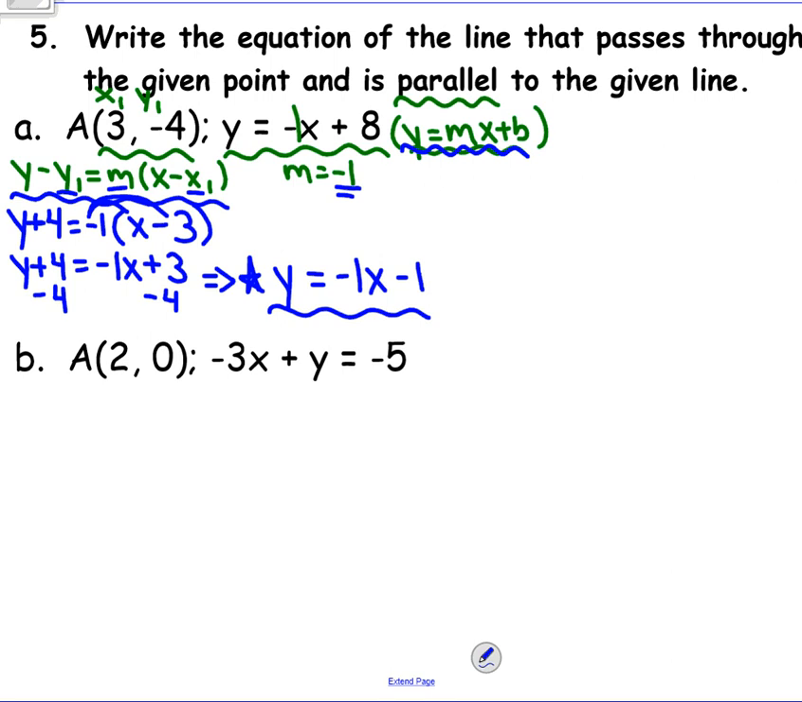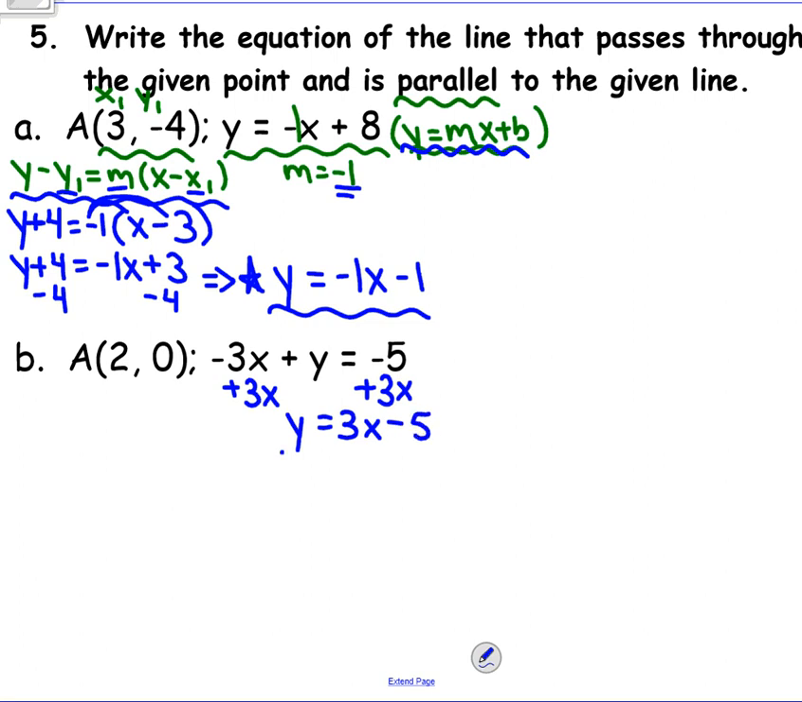In part B, our equation is in standard form to begin with, but I don't know what the slope is when it's in standard form, so I need to change it again into slope-intercept form. I need to solve it for y, and I can do that by adding on 3x to both sides. So if I do that, I'm left with y equals, I'm going to put my x term first, which is a positive 3x minus 5.